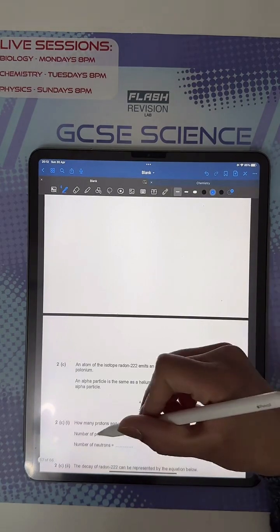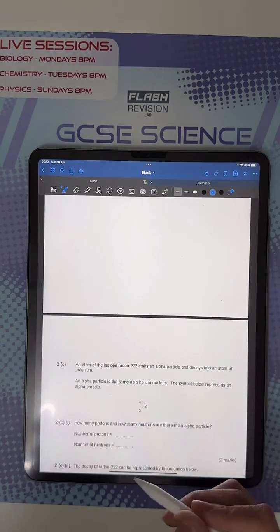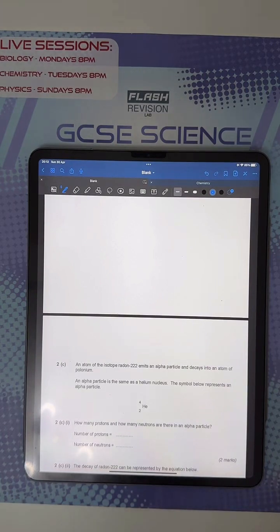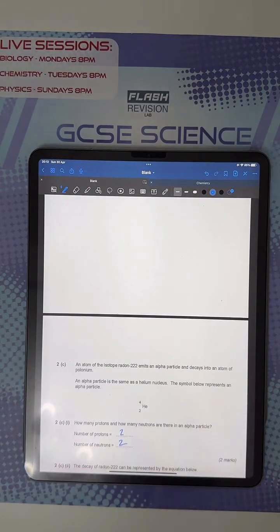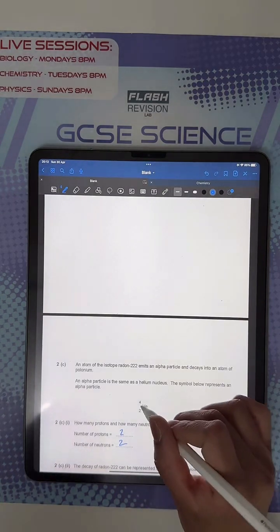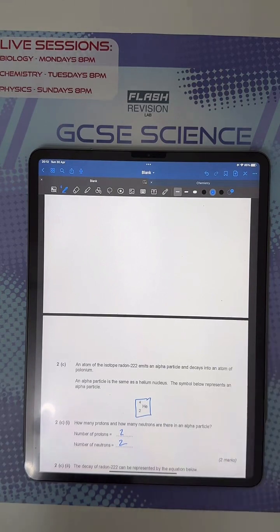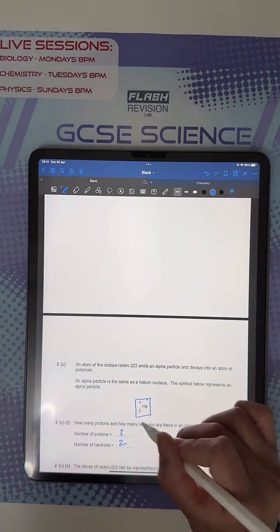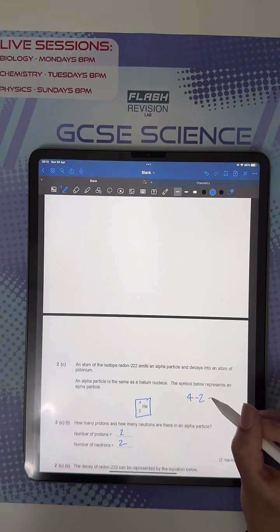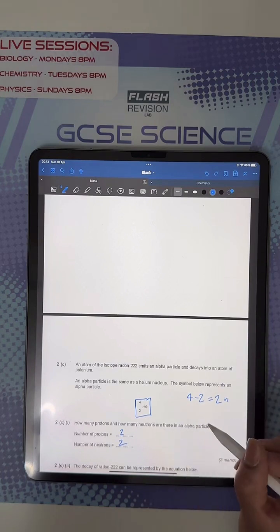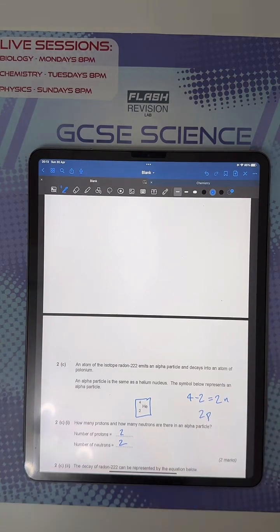First one: how many protons and how many neutrons are there in an alpha particle? We literally just wrote it down. 2 protons, 2 neutrons. It's not 4 and 2. 4 and 2 are the mass number and the atomic number. Protons is always the bottom number. Number of neutrons is always the top number minus the bottom number, so 4 minus 2 gives the neutrons. That's the answer.